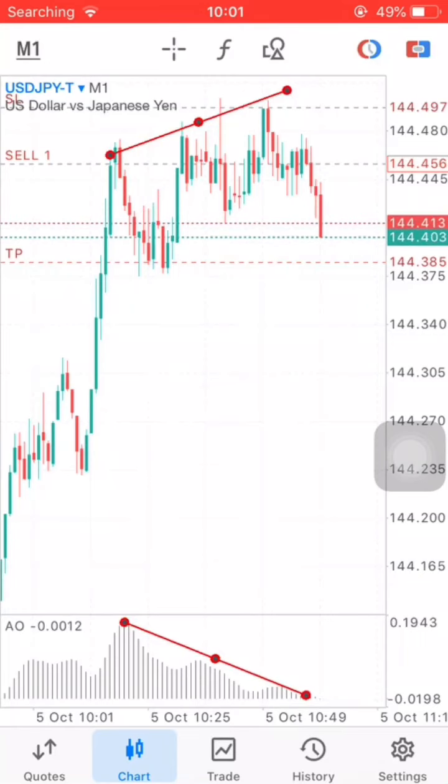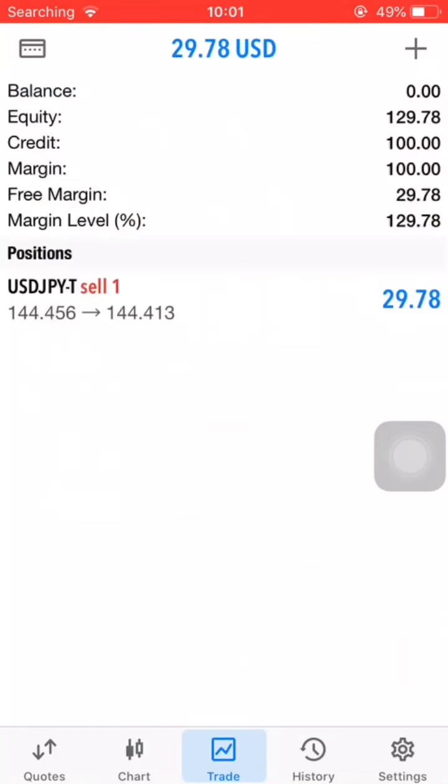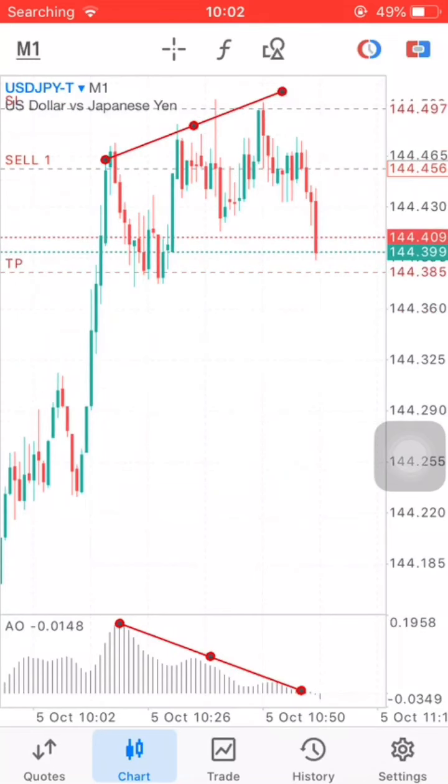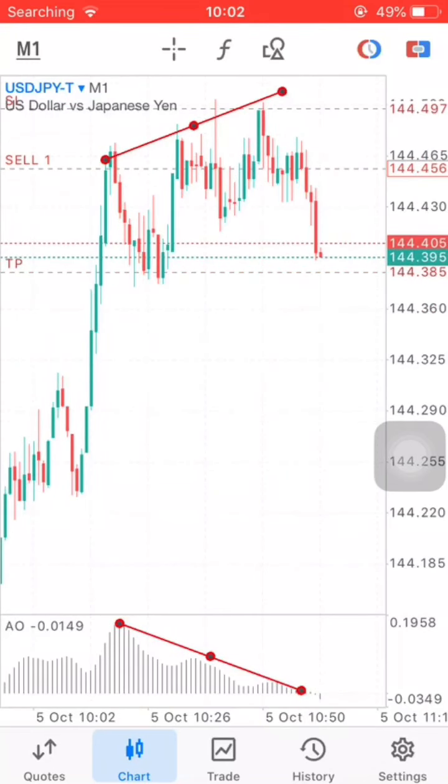Divergence, which is a sign of market reversal, guys. You can see we are running a profit of close to 30 USD, and we are still not reaching our TP because I've just moved my TP a bit down. As you can see, we are running into profit very fast. Let's see how it's gonna play out.